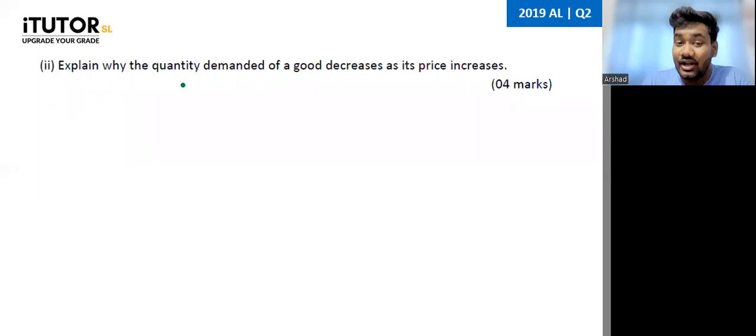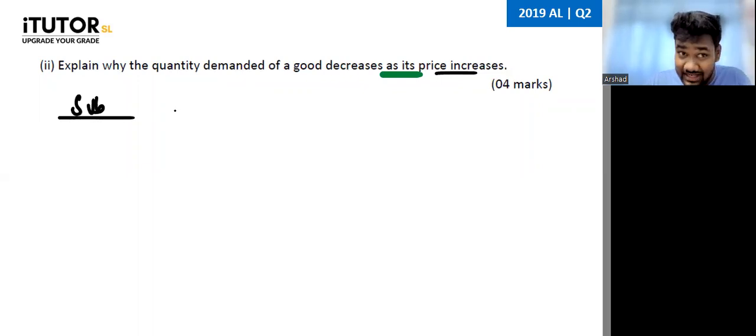Explain why the quantity demanded for a good decreases as price increases. So for this, what should you do? You should say this is because there is a negative relationship between price and QD, and that is because of the substitution effect and the income effect. And you need to explain what happens when the price increases. So according to the substitution effect, what happens? You need to clearly explain.